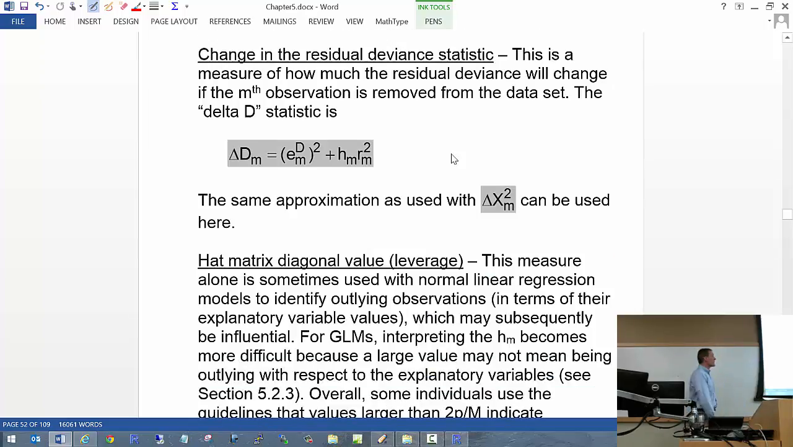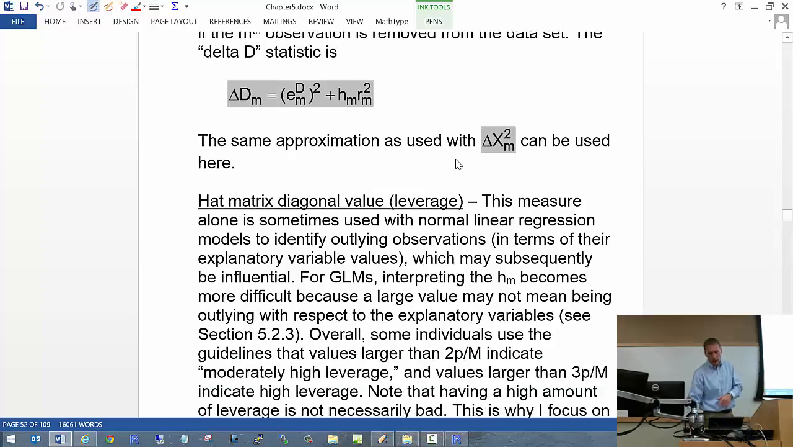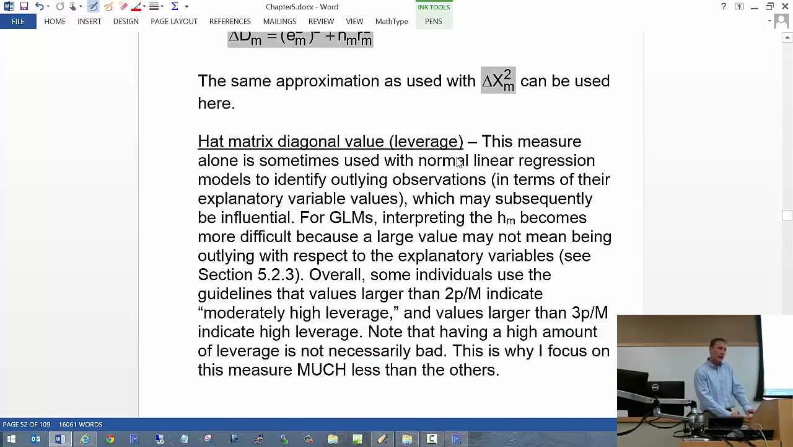And lastly, we can look at the change in the residual deviance statistic. We're going to call it delta D, and that's how it's calculated there. And I guess one more thing here. I do talk about the hat matrix diagonal values here.